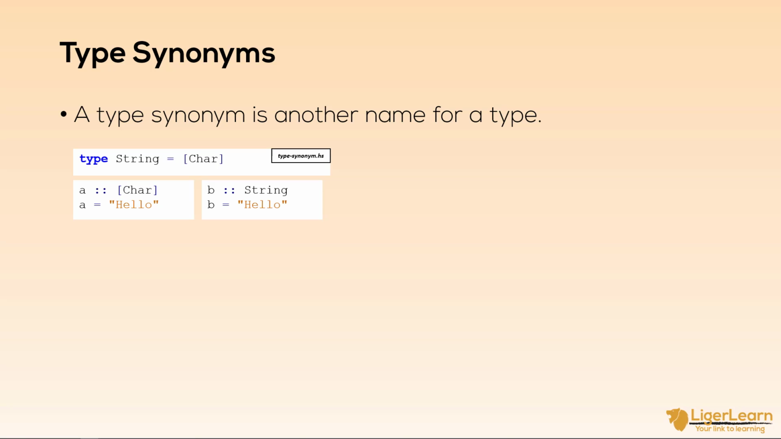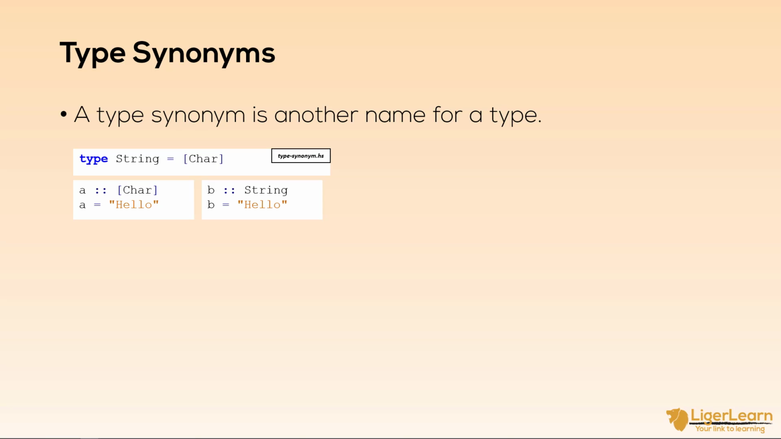We can refer to the synonym or the original type in a type signature. For example, in these two code blocks, we are referring to the original type of list of Char here and the synonym here. And since they both mean the same thing, the values are constructed in exactly the same way too.